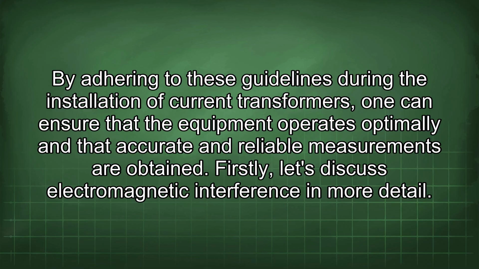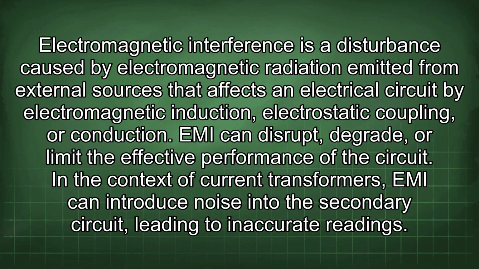Firstly, let's discuss electromagnetic interference in more detail. Electromagnetic interference is a disturbance caused by electromagnetic radiation emitted from external sources that affects an electrical circuit by electromagnetic induction, electrostatic coupling, or conduction. EMI can disrupt, degrade, or limit the effective performance of the circuit.